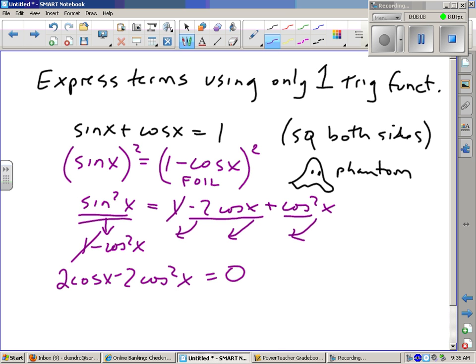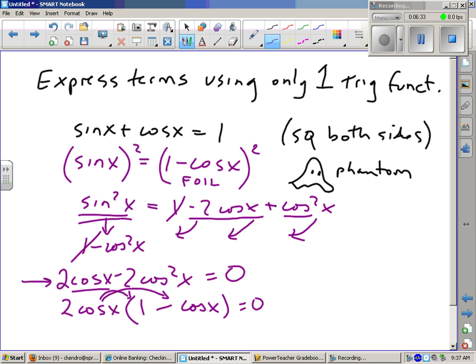Now, what they have in common is a 2 and a cosine. So I'm going to bring that out front. 2 cosine out front. That leaves me with 1 minus cosine in the parentheses. And if you're not sure what I just did, just think of redistributing this, and you will get back the original expression there. Okay, at this point, we need to set each part equal to 0.